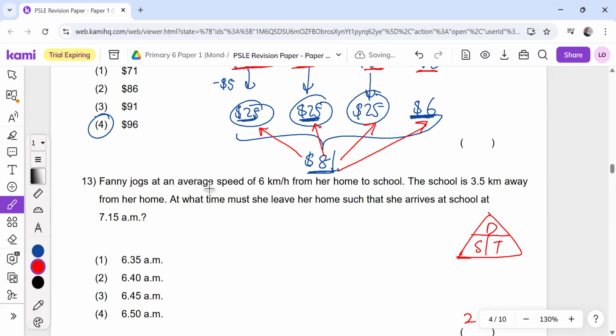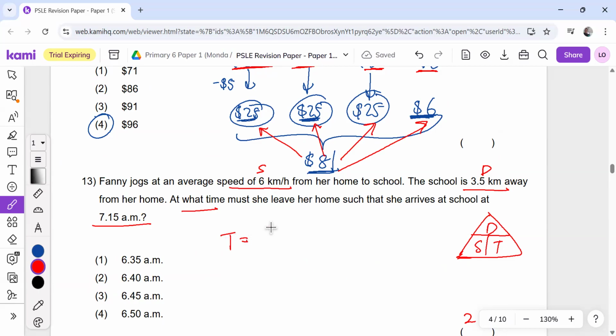So Fanny jogs at the speed of 6 km per hour, S for speed. The school is 3.5 kilometers away. What time must she leave so that she arrives at school at 7:15 a.m.? I got the speed, I got the distance, then go and find the time. What is the time taken?